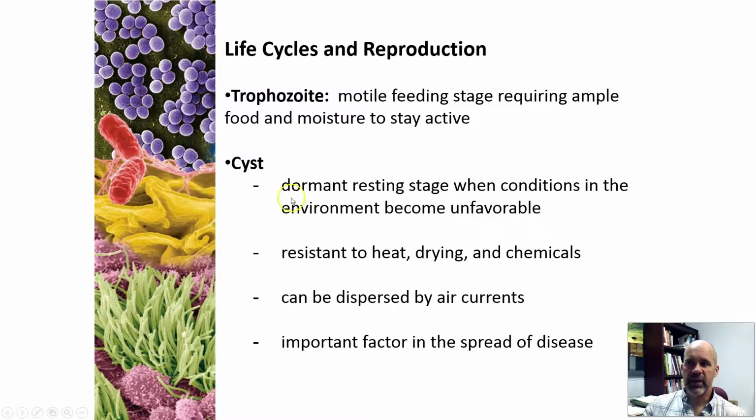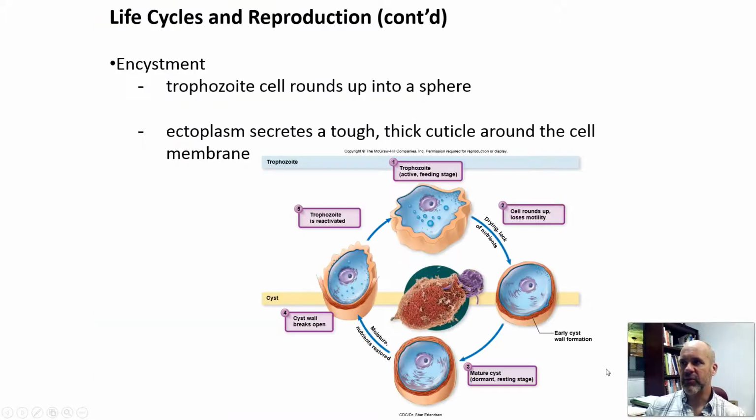Because these cysts are really difficult to control, they're an important factor in the spread of disease. It makes it much more likely that people are going to pick up these protozoans, being passed around from one host to another. All right, so this is just a diagram from your textbook, which is showing you the cycle of going from a trophozoite to a cyst and back to a trophozoite stage. So trophozoites can become reactivated later.